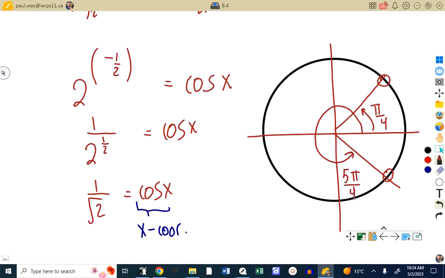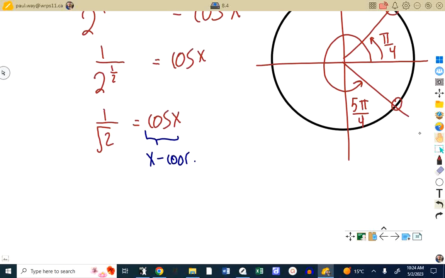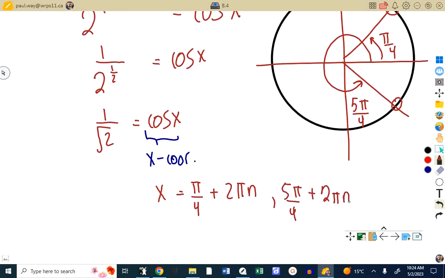But since it didn't say anything here at all about a domain, we are going to put for a solution x is pi over 4 plus multiples of 2 pi n, and 5 pi over 4 plus multiples of 2 pi n, where n is an element of the integer number set.